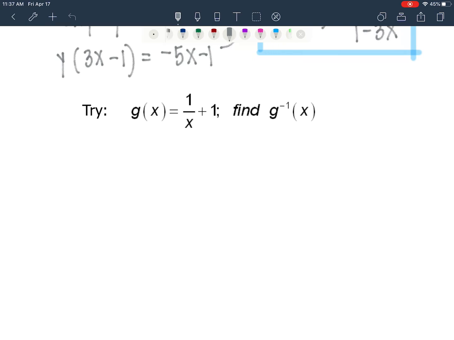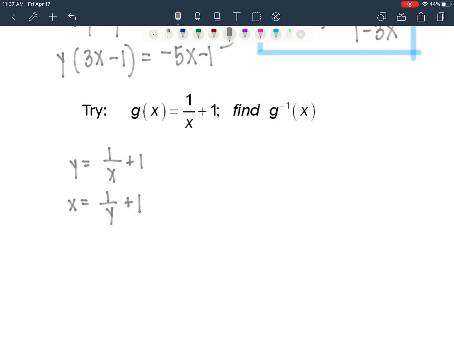I'm going to change g of x to a y. And then I'm going to interchange all the x's and y's, which means all the y's become x's, all the x's become y's. So we'll have x equals 1 over y plus 1. Now I need to solve for y.